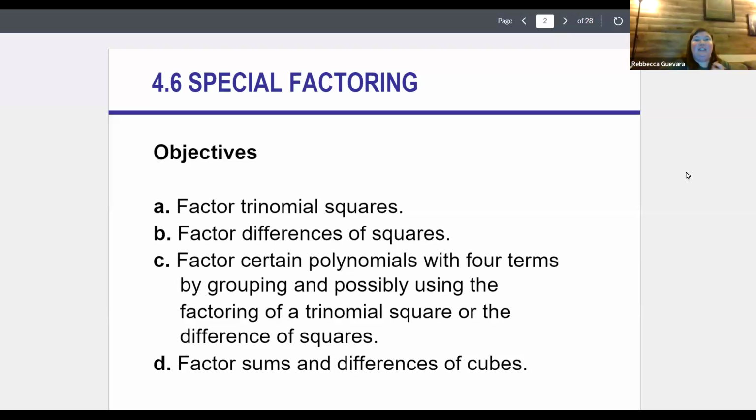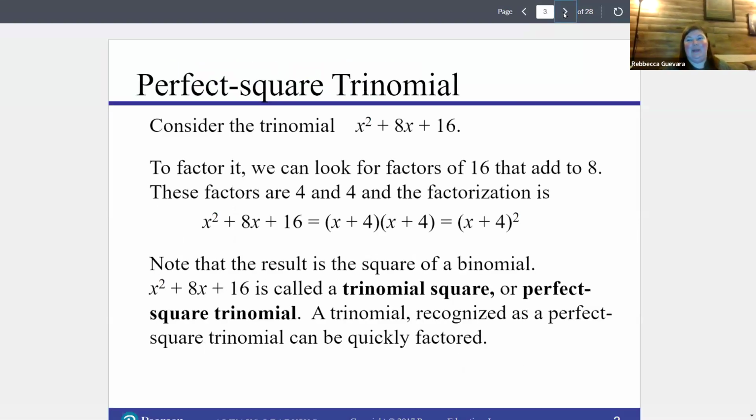All right, and our last bit for factoring, special factoring. So this is going to be factoring what we call a trinomial square, a difference of squares, and then certain polynomials with 4 terms by grouping and possibly using factoring, or trinomial squares or differences of squares, and then the sum and difference of cubes.